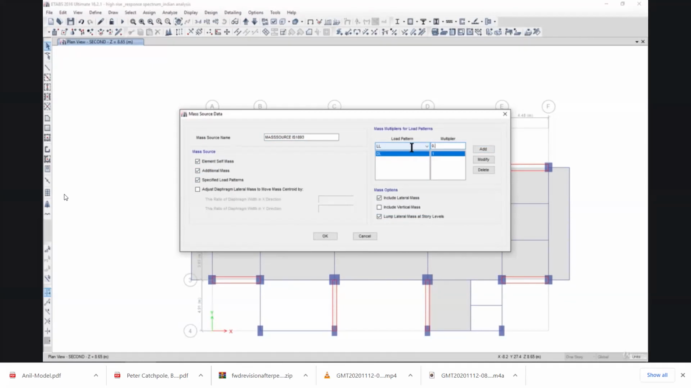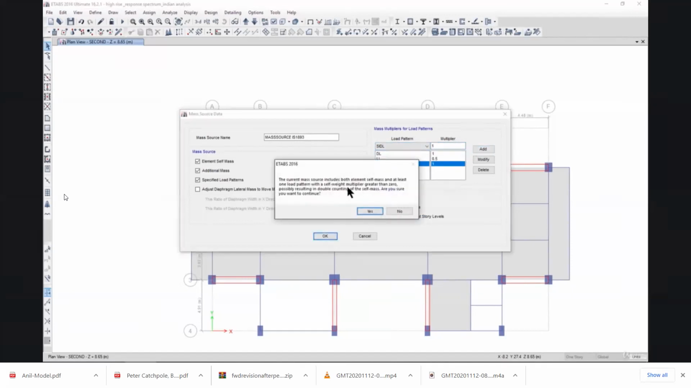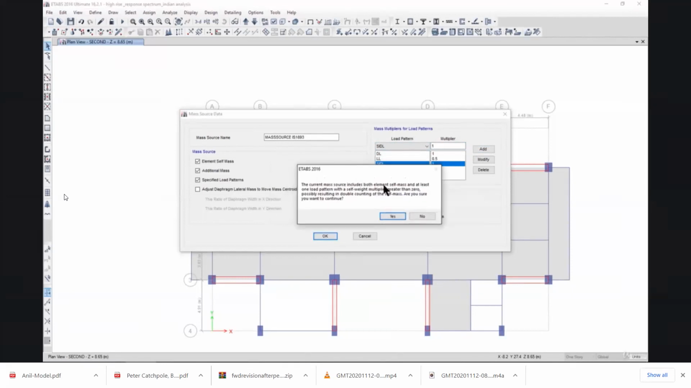As we had read in IS 1893, for up to and less than 3, the percentage reduction is 25%, and above that, as our value is 4, the reduction is only 50%. So we enter the multiplier as 0.5. SIDL we need to enter as 100%, that is as 1. When we left click on OK, this option will come, that is something is wrong.